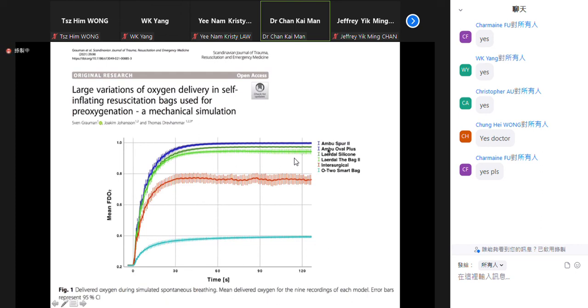You can see the Ambu and Laerdal versions predominantly can deliver FiO2 somewhere between 90 to 100%. But when you look at the Intersurgical or the O2 smart bag, FiO2 can be as low as 40%.